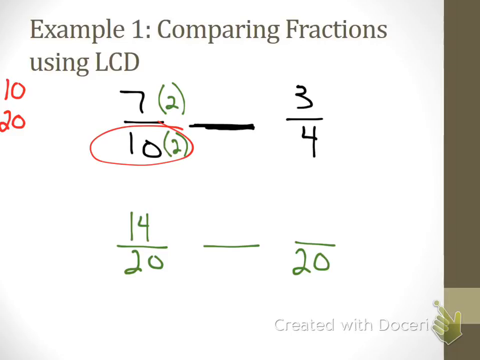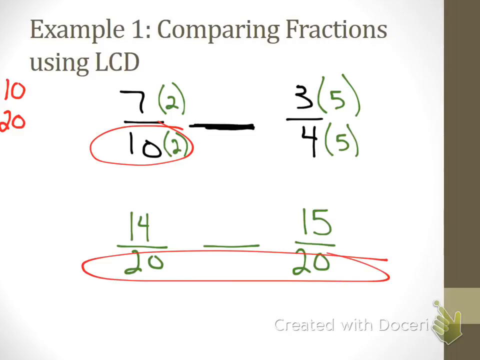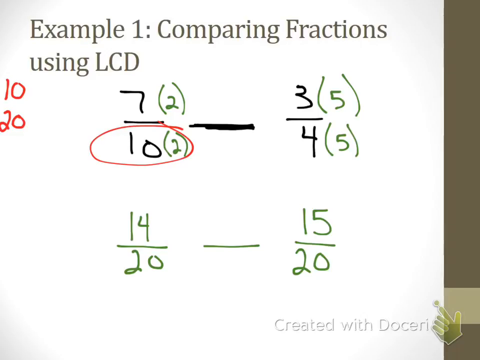All right, and what did you get? What did you get, guys? You multiplied 4 times 5 to get to 20, so 3 times 5 is 15. Now that you're comparing denominators that are the same size, you can clearly see that 15 is larger than 14. So a less than sign belongs in the blank. We always read these left to right, so the proper way to read it would be 14 over 20 is less than 15 over 20.